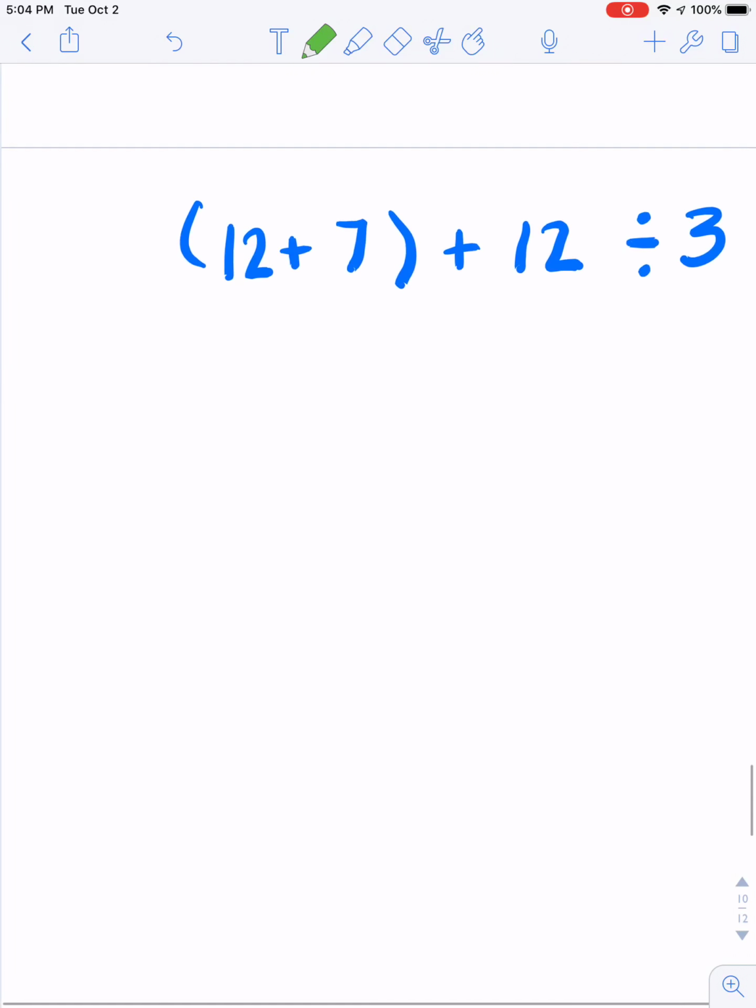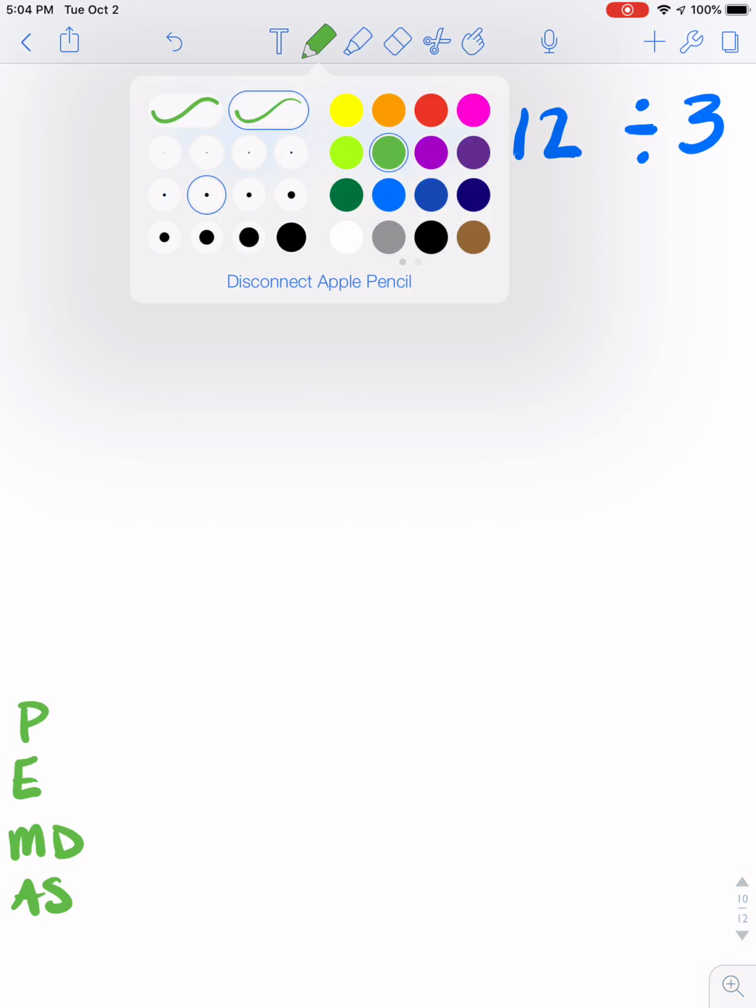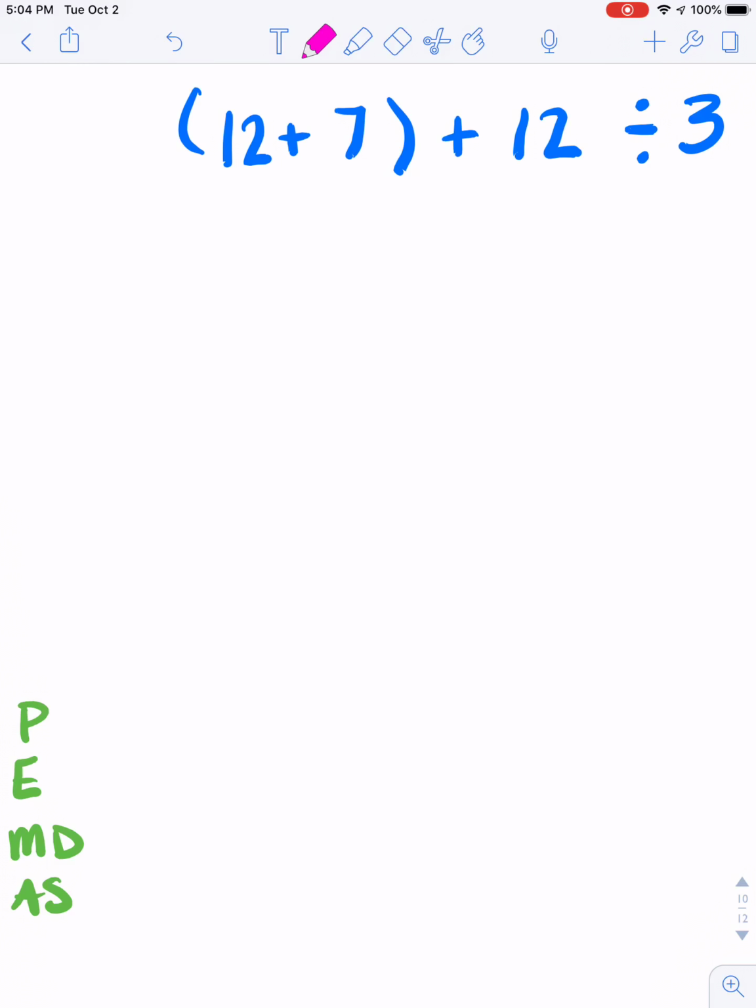Okay, here's our next one. In our next problem, we're going to do our little organizer at the bottom to help us make sure we're solving right. And the first thing I look for is parentheses. So here's my parentheses. So 12 plus 7 would be 19. And then I'm going to bring down the rest of the problem.